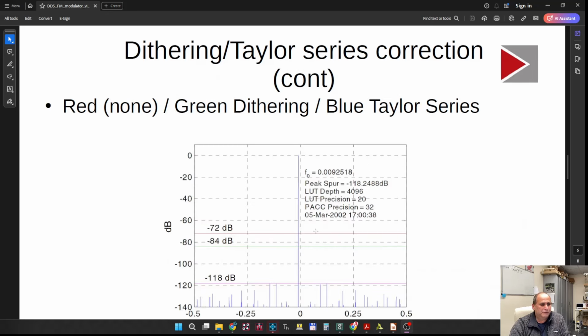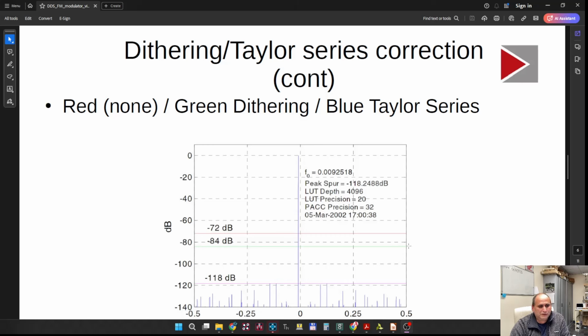Now, if we go further, this shows how much improvement you can get in the noise figure or in the spurious frequencies. This is a particular example which generates a frequency of, I don't know, 0.0092 hertz. And it has a spectral purity of minus 118 dB, which is this red line you see here. So this is your signal. You consider the maximum of this full scale, and those spurious peaks that you see here are actually 118 dB lower than your maximum. So you can actually see here, and I think this is with Taylor series.